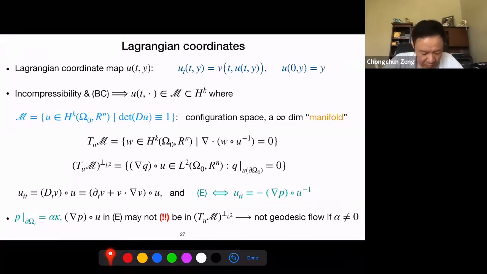And this time the configuration space is slightly different. It's not a group anymore because here we only have the volume preserving constraint and it has no more constraint that it maps the boundary to the boundary. So apparently this is not a group, but this is still the set of volume preserving maps. One can think this is still an infinite dimensional manifold because it's a subset in the infinite dimensional space with how many constraints? Infinitely many constraints, because you have to compute the determinant at every point.